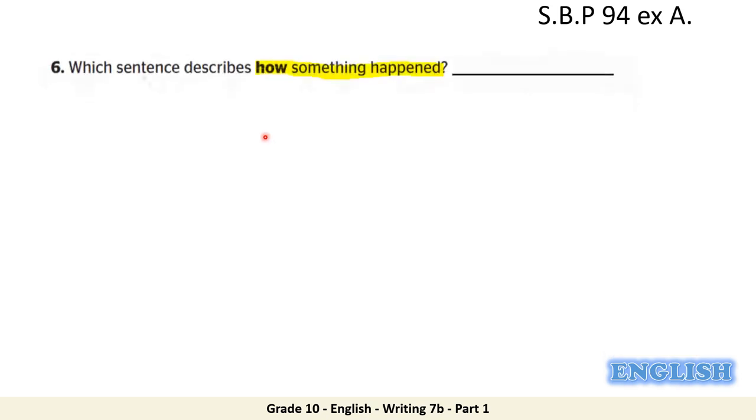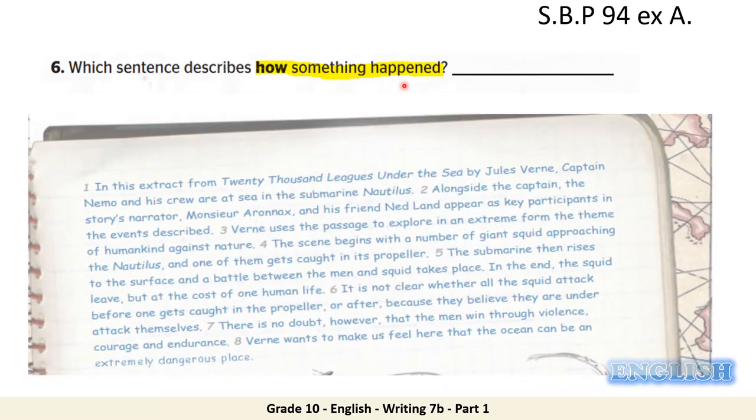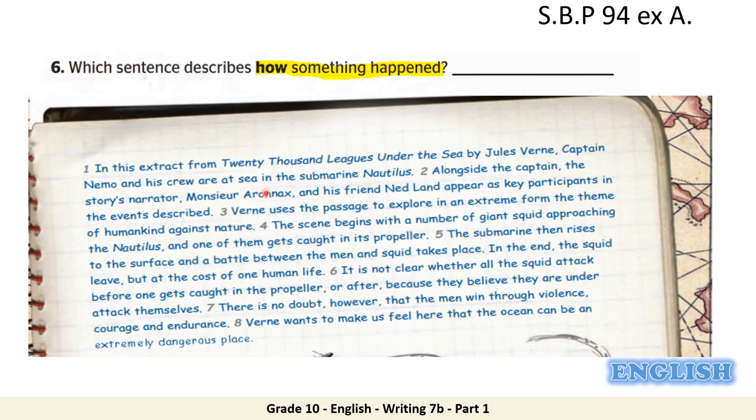And now the last question is, which sentence describes how something happened? So pause the video for a while. Try to find the answer. So, what is the answer? That's correct. It's number 7. There is no doubt, however, that the men win through violence, courage, and endurance. So, how did the men win their battle? They won through violence, courage, and endurance.